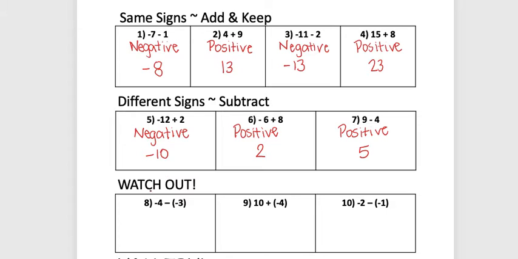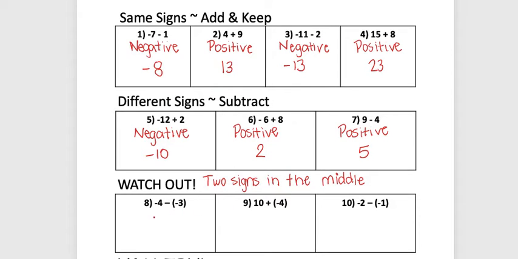Now, as we look at questions 8 through 10, you need to watch out because you want to look for when you have two signs in the middle. So there are going to be two signs in the middle. And we want to think about our multiplication rules here when we're thinking about having two signs in the middle.